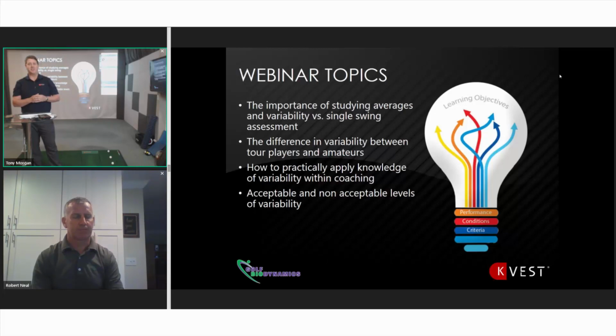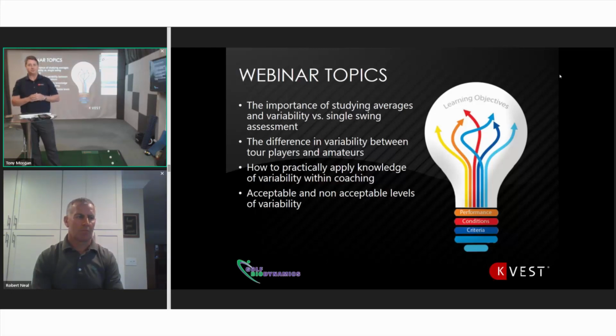We're then going to talk about the difference in variability between tour players and amateurs. As many of you know, in our software today, a lot of what we have done is looked at a player's data in relation to the PGA or LPGA Tour. Well, now being able to look at variability, we can actually see how consistent players are within their own patterns, and then how consistent that is related to a subset of PGA Tour players.